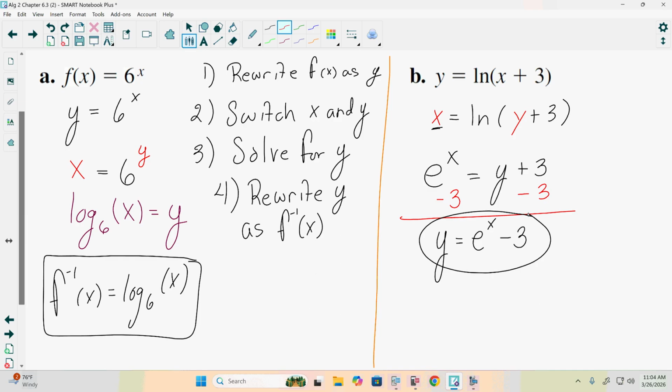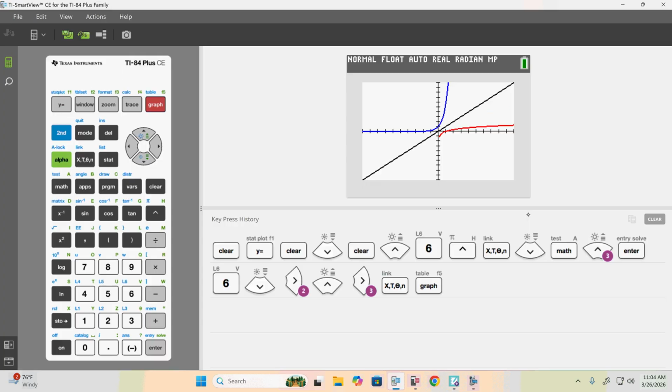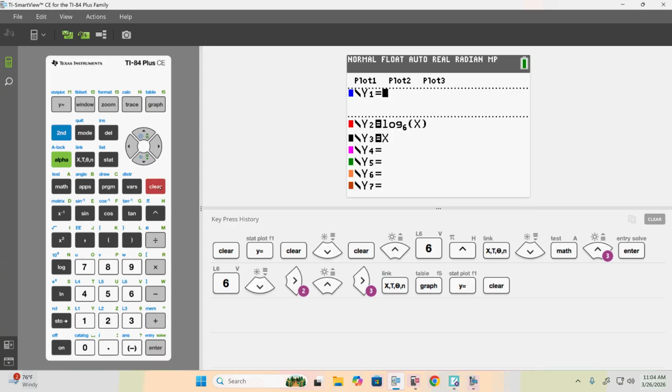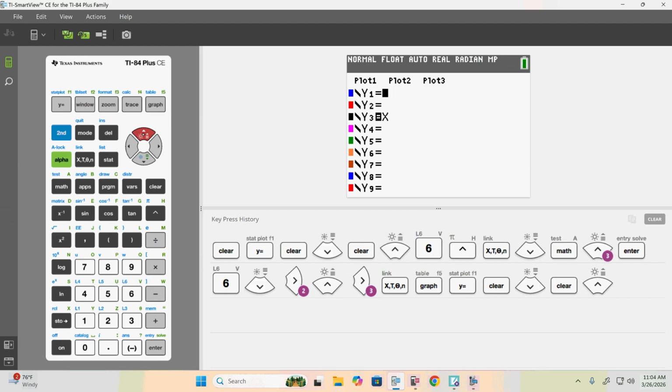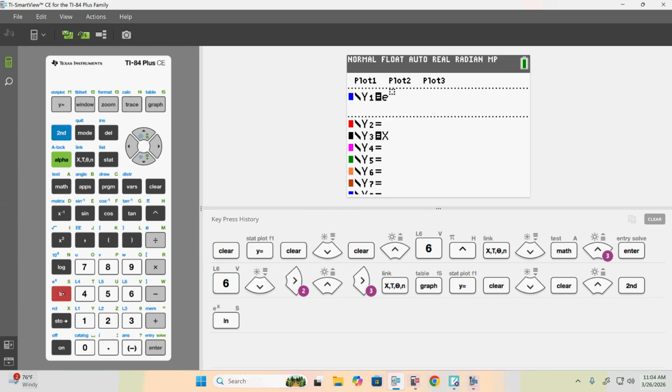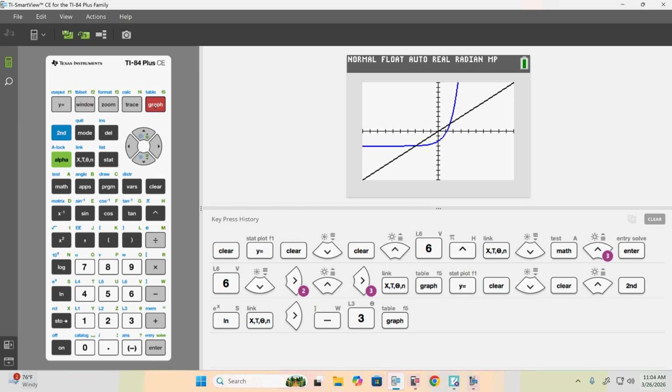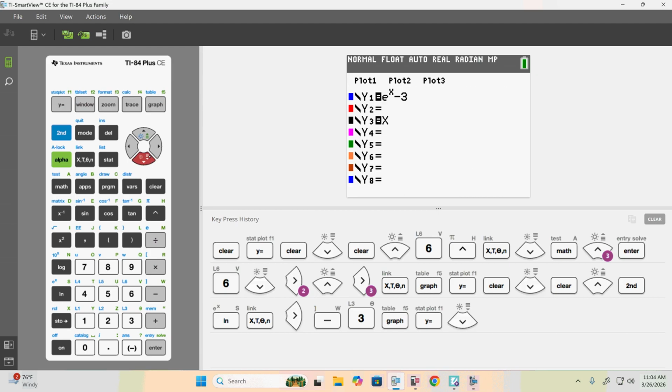Yes. Second, ln e to the x minus 3. This is our function here. Now, if we notice with this one here, it does go below that y equals x, the line that it's supposed to reflect across. And that's fine, because our original function, because that was the inverse, was the natural log of x plus 3.